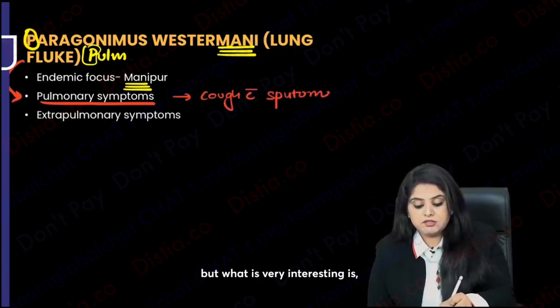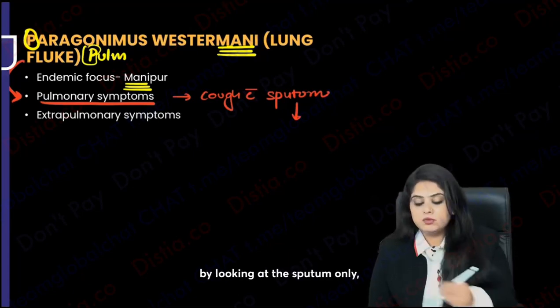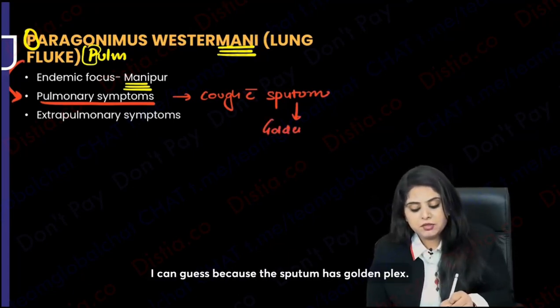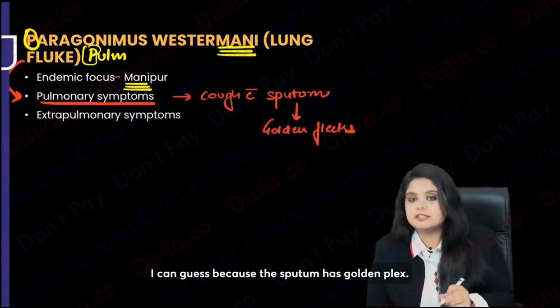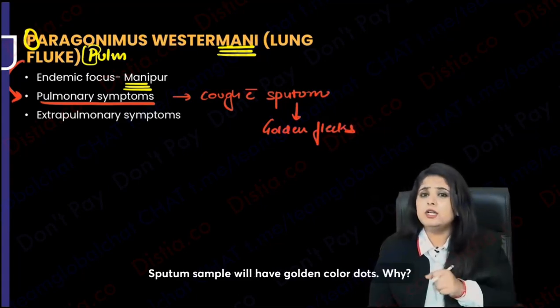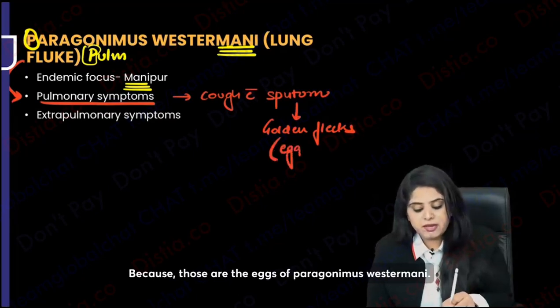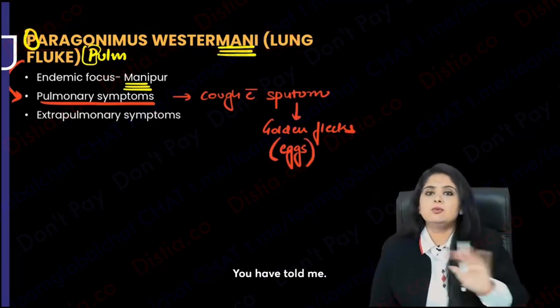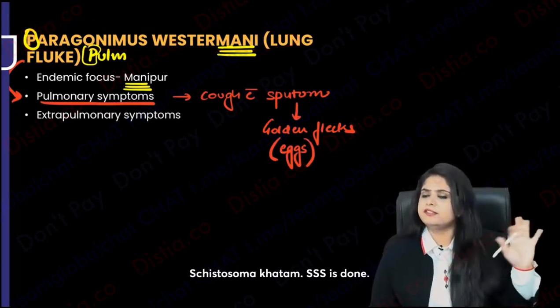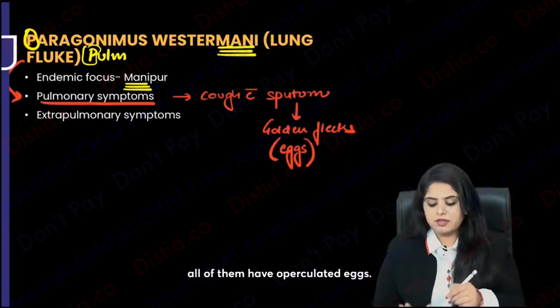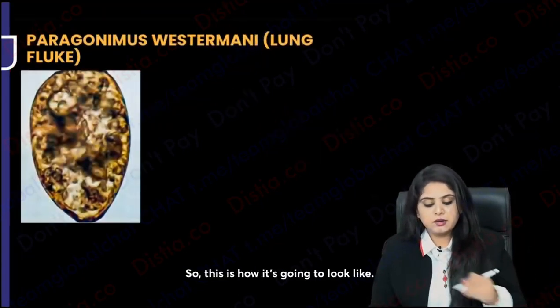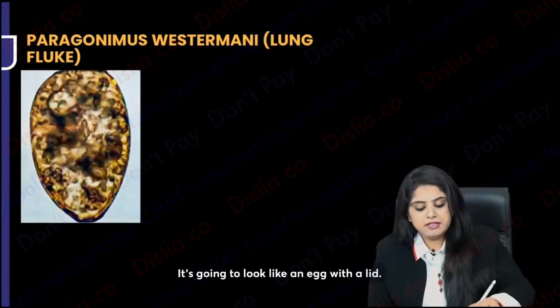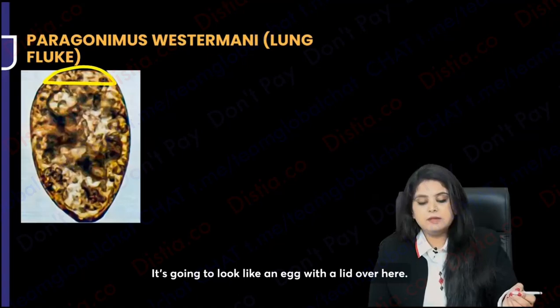But what is very interesting is, by looking at the sputum only, I can kind of guess, because the sputum has golden flecks. Sputum sample will have golden color dots. Why? Because those are the eggs of Paragonimus westermani. Kaun sa egg? Arre ma'am, all trematodes ka egg you have told me, ab schistosoma khatam, SSS is done, come to all the others, all of them have operculated eggs. So this is how it's going to look like. It's going to look like an egg with a lid over here.